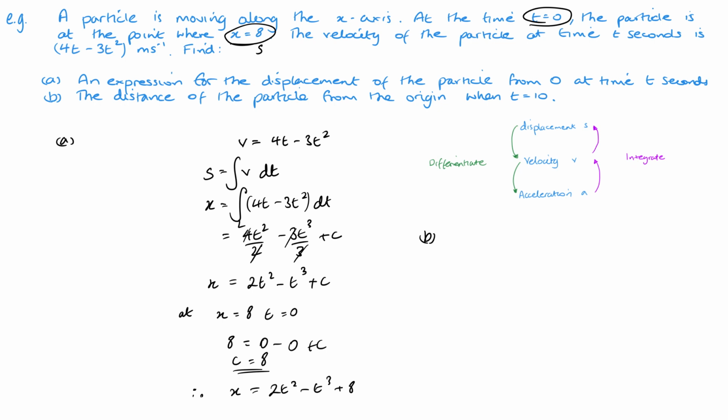And part B, quite standard in this type of question, is just using what you've just worked out. So we know that x equals 2t squared minus t cubed plus 8. And we need to find x when t equals 10. So it's just a simple substitution.